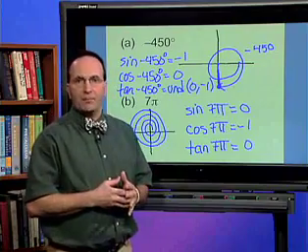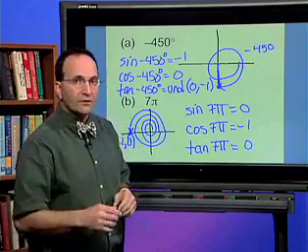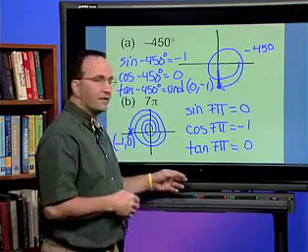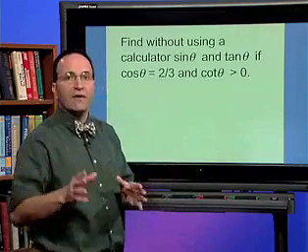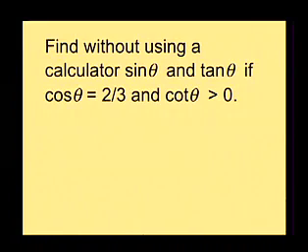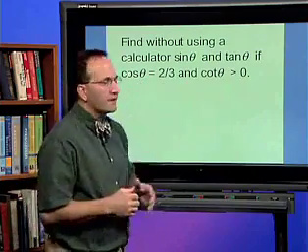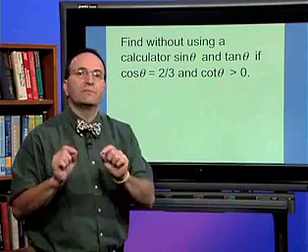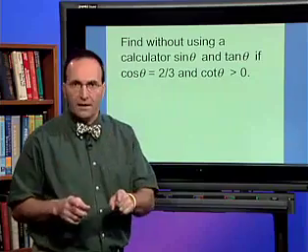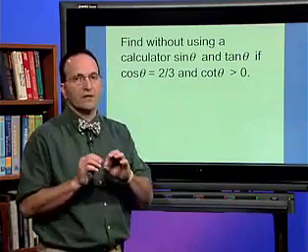Now, let's work an example when we know the value of one of the trigonometric functions and we're asked to find the value of other ones. So here we have: find, without using a calculator, the sine of theta and the tangent of theta if we know that the cosine of theta is equal to 2/3 and we know that the cotangent of theta is positive. What does it mean to tell us that both the cosine is positive, it's 2/3, and the cotangent of theta is positive? It's important because that tells us it's in quadrant 1, because that's where both cosine and cotangent are positive.